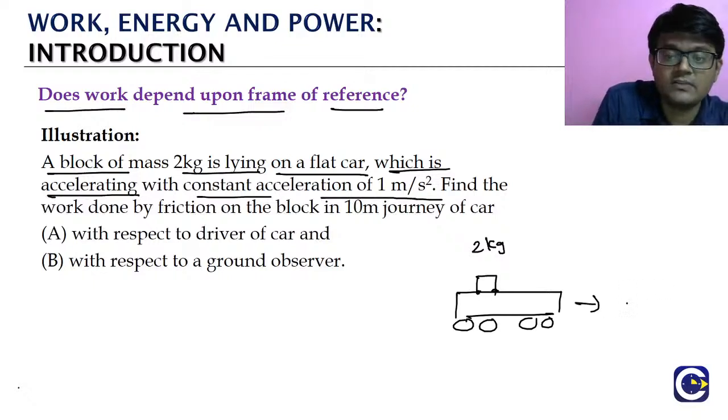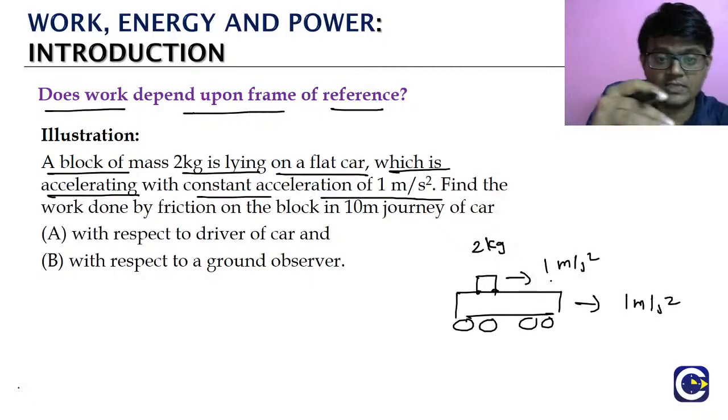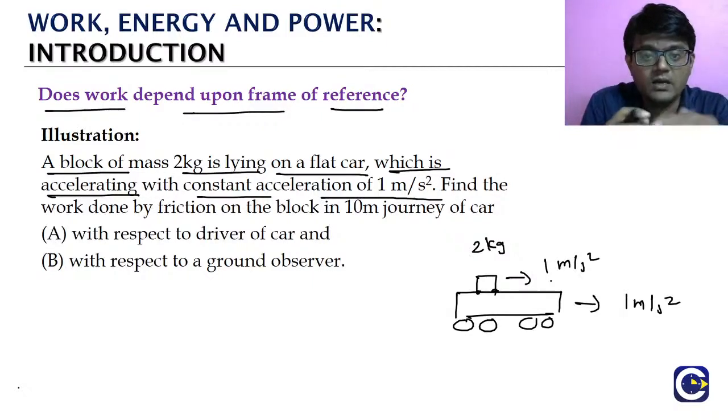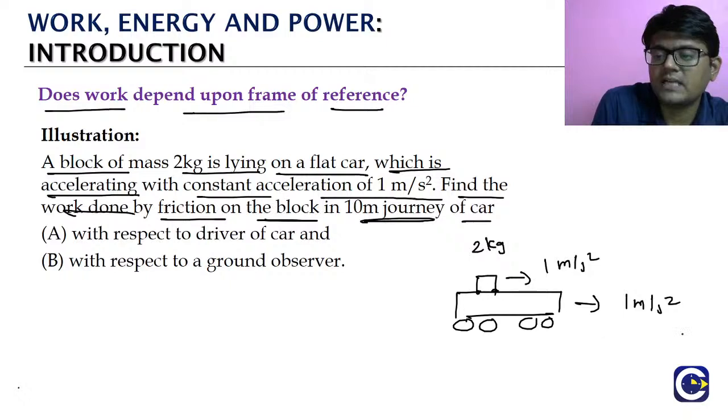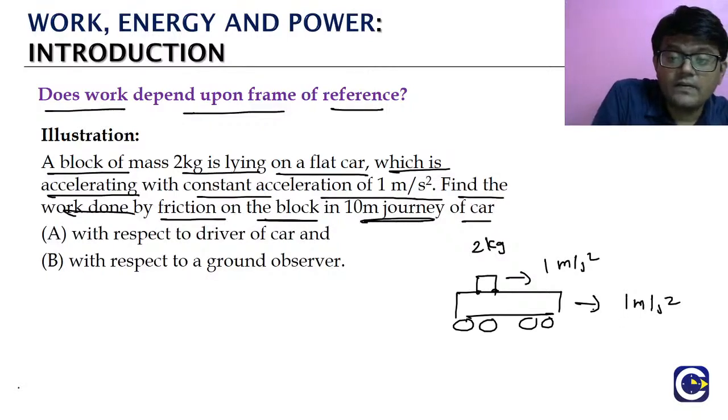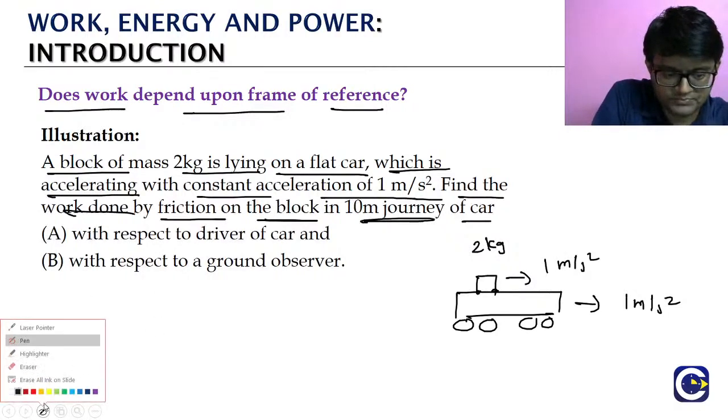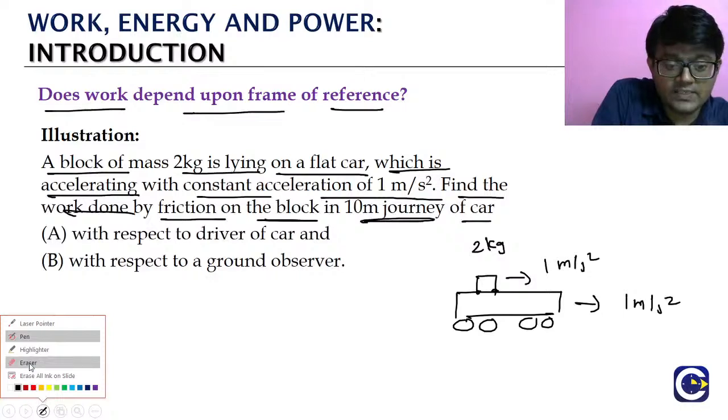What is the acceleration of the flat car here? 1 meter per second square. So we'll take that the 2 kg block is also having an acceleration of 1 meter per second square. That's when the block will be lying on the flat car just like that. Now find the work done by the friction on the block in a 10 meter journey of the car. The car is moving forward by 10 meter, and we need to find the work done by the frictional force.